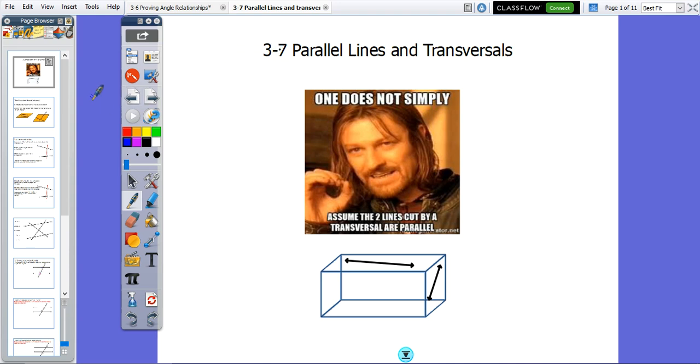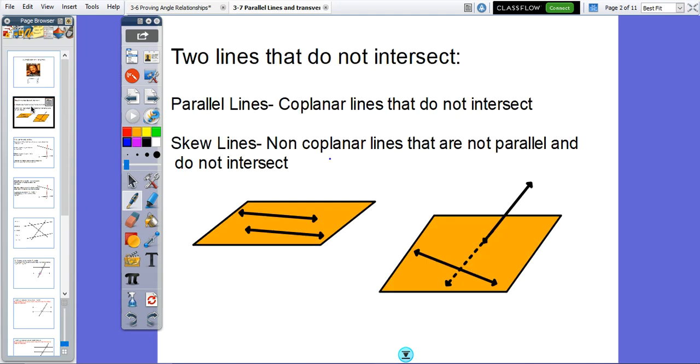All right, so let's go into parallel lines themselves. When we talk about parallel lines, we talk about two lines that never intersect. Hopefully, you have heard of or discussed parallel lines before. So there are two lines that don't intersect.